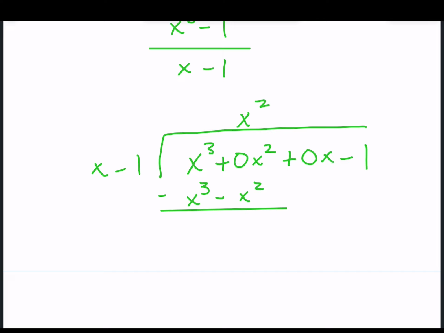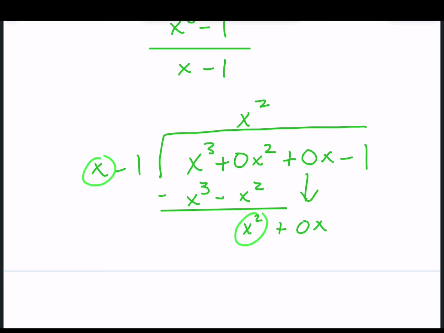And we can subtract those. And we get x cubed minus x cubed is 0x cubed. 0x squared minus a negative x squared gives us a positive x squared. We bring down our next term, which is 0x.